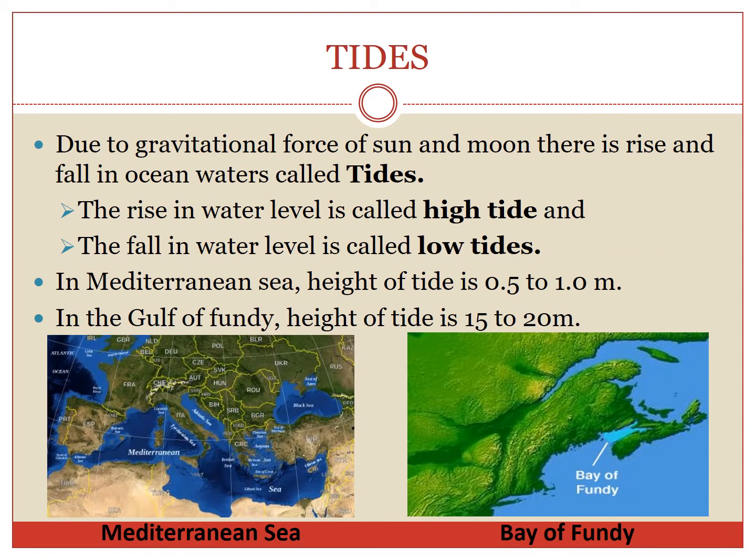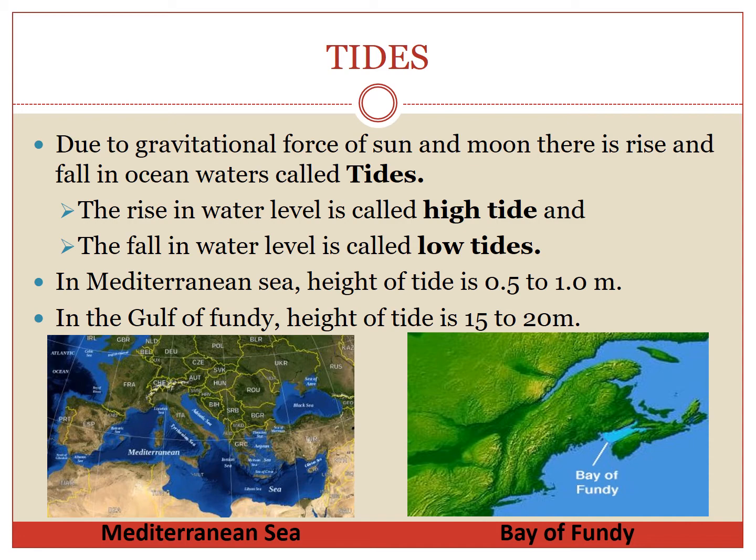Next, we move across to the third natural phenomenon, and that is the tides. Due to the gravitational force of the sun and moon, there is a rise and fall in the oceans. These are known as tides. The rise of the water level is known as high tide, and the fall in the ocean water level is known as low tide.